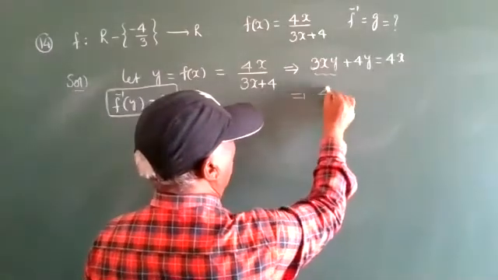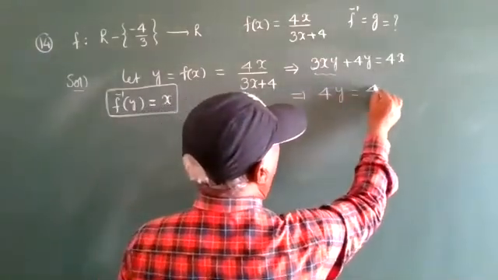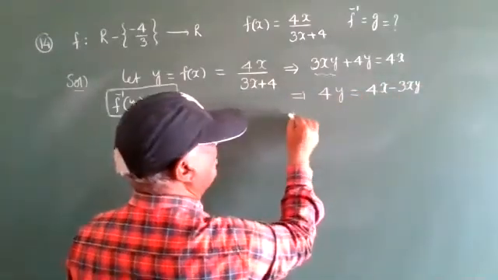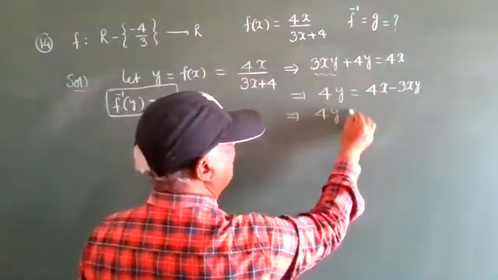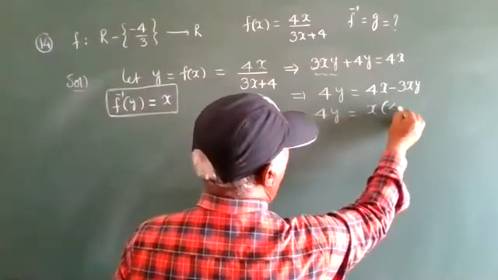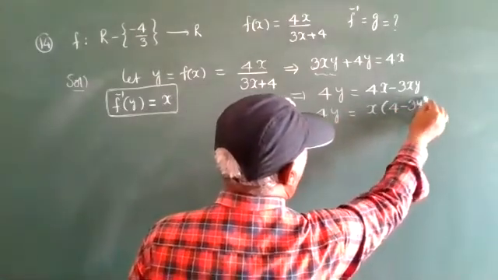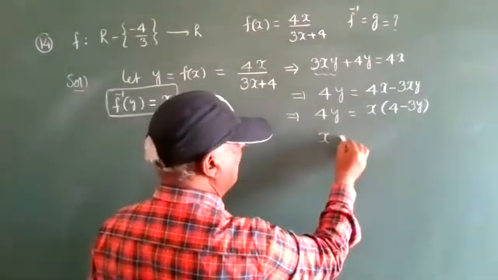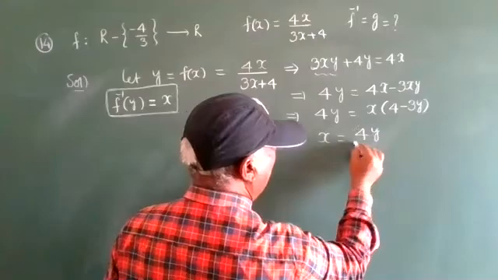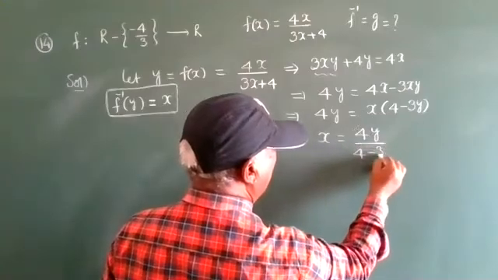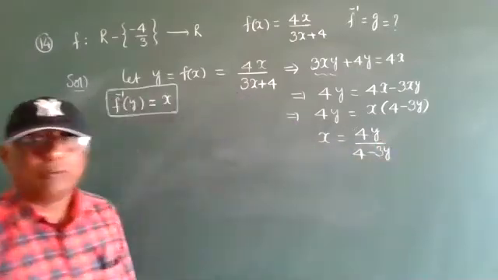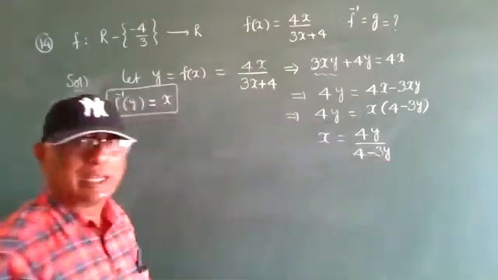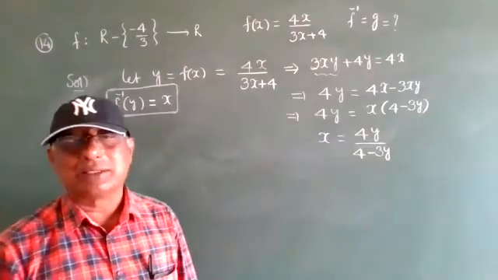So that is 4y is equal to 4x minus 3xy. Now take x common. 4y is equal to x times 4 minus 3y. Write the y value on one side. So x is equal to 4y by 4 minus 3y. Is it clear?